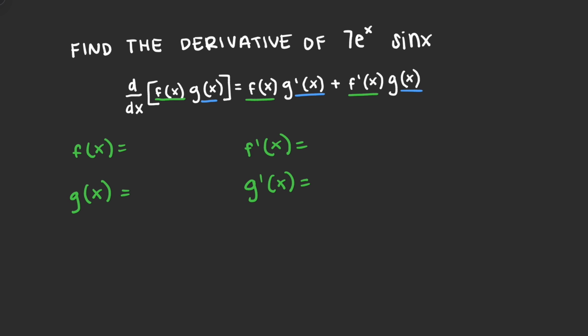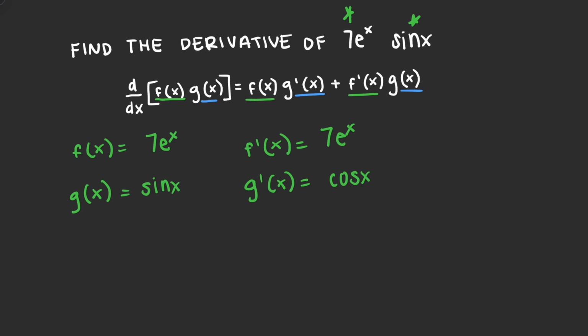For this example, we'll use the product rule to solve for the derivative of 7e^x sine x. So same thing, 4 parts: f of x, g of x, and the derivatives. So f of x right here is 7e^x, g of x is sine x right here. The derivative of 7e^x is 7e^x. Remember, the derivative of e^x is always going to be itself, and the derivative of sine x equals cosine x.